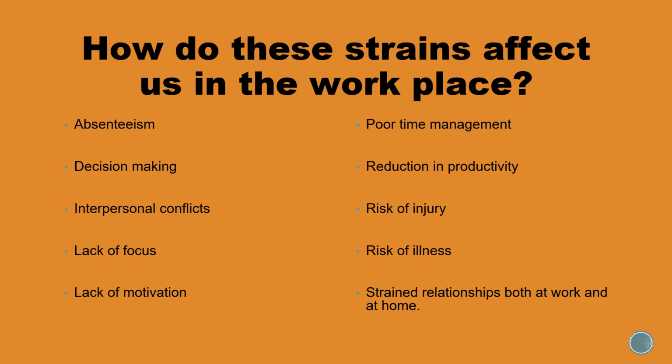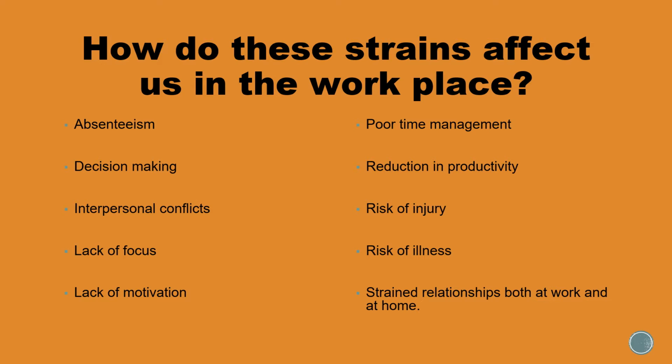How do these strains affect us in the workplace? Absenteeism, decision-making, interpersonal conflicts. This is a big one where we tend to take out our frustrations on the people closest to us. We might be more irritable with them or argue with them more often. This is the case both with our spouses at home or just the people we're closest to at work. Lack of focus and lack of motivation. It's hard to be focused and motivated when you're having problems at home or you have a new baby.